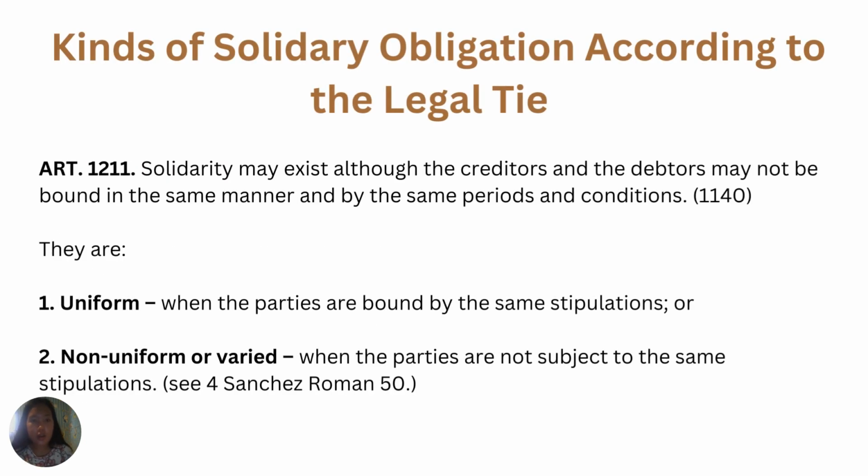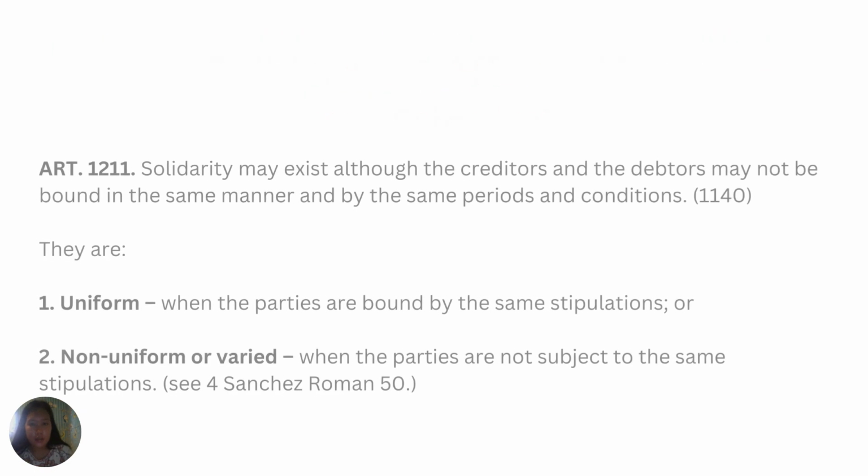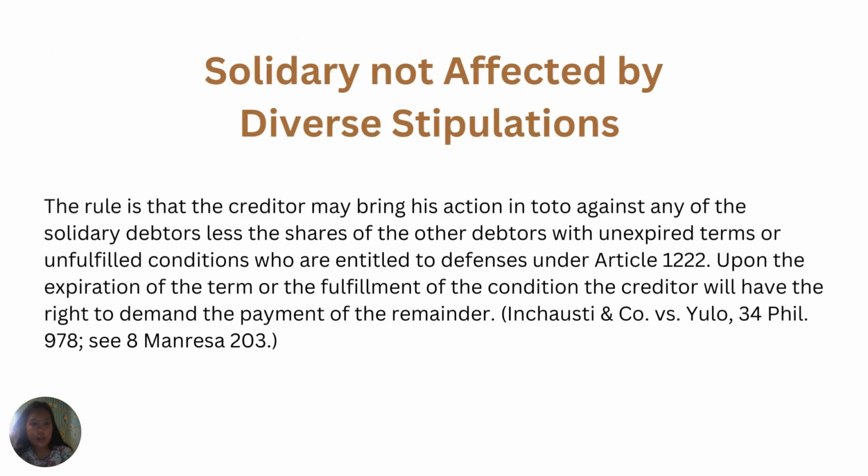Okay, so there are kinds of solidary obligation according to the legal type. According to Article 1211, solidarity may exist although the creditors and the debtors may not be bound in the same manner and by the same periods and conditions. So they are uniform when the parties are bound by the same stipulations, or non-uniform or varied when the parties are not subject to the same stipulations. So solidarity is not affected by diverse stipulations.